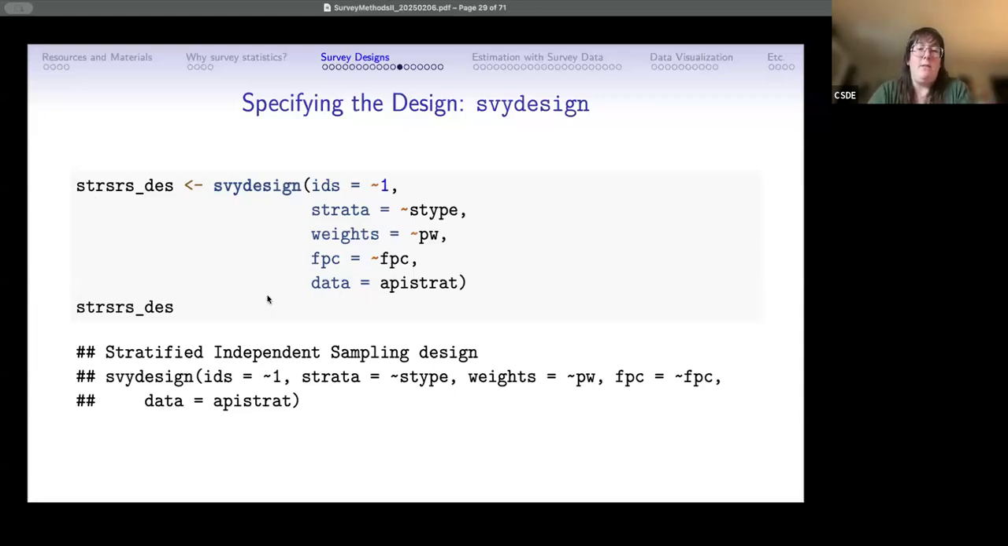And as I mentioned before, once we specify it, we get to put it in the console and have the survey package tell us what kind of design we specified. And indeed, it says we specified a stratified independent sampling design. So that's good confirmation that I did everything right and I'm ready to go estimate things with that data set.